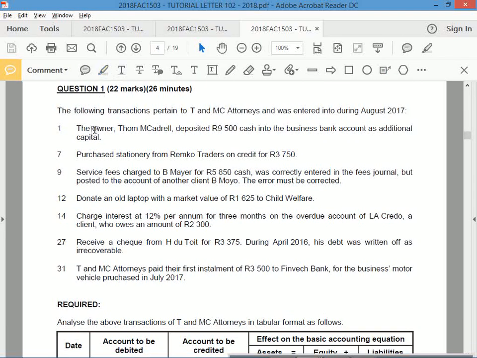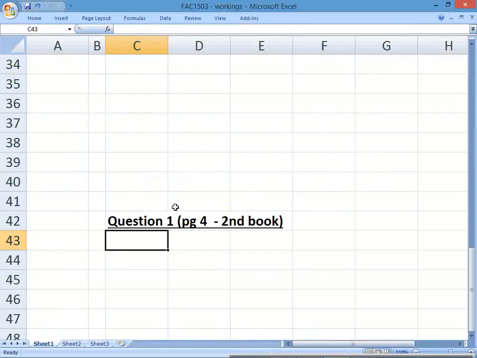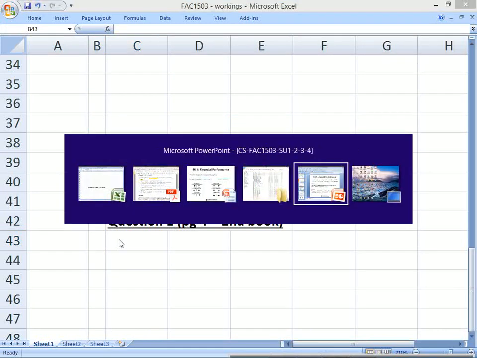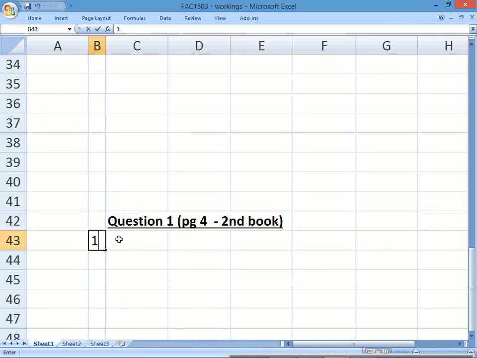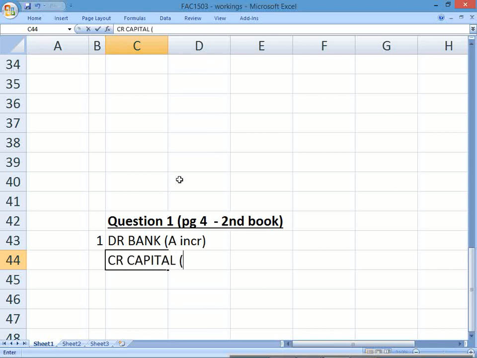Owner, Tom, deposited 9,500 cash into the business bank account as additional capital. Keywords: deposited cash, additional capital. It's a giveaway. Do you agree? I'm going to use the better format for these workings. This is how you should show it. Debit bank, asset increase, credit capital. Capital is credit. You don't even have to write anything for that one. Capital's credit, capital starts with a C, capital's credited.